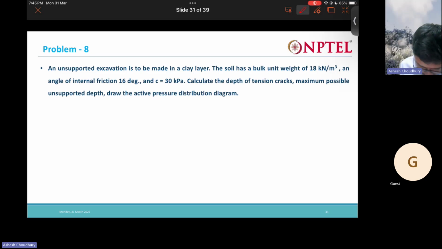Let's see this. An unsupported excavation is to be made in a clay layer. The soil has a bulk unit weight of 18, an internal friction of 16, and C of 30. Calculate the depth of tension cracks, maximum possible unsupported depth. Maximum possible unsupported depth means 2 z naught, that is h depth. Okay. Draw the active pressure distribution diagram.